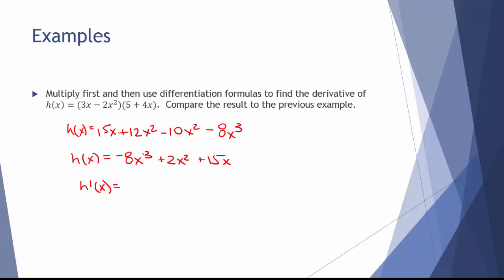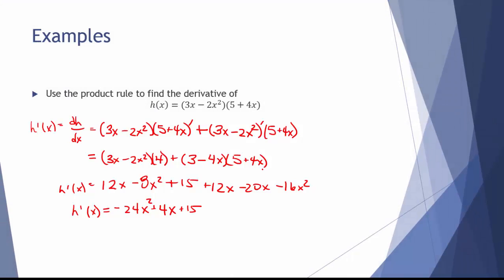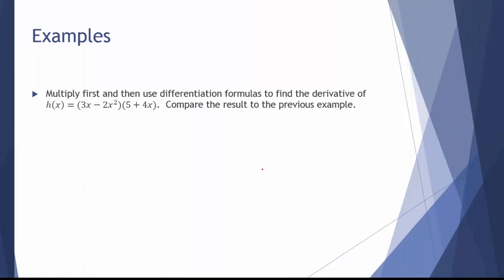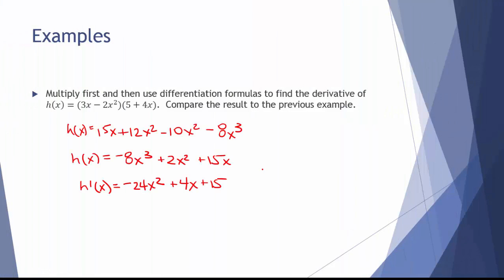So the derivative of negative 8x cubed is negative 24x squared. The derivative of 2x squared is 4x, and the derivative of 15x is 15. Compare that to the previous answer. Sure enough, they're the same. In both cases, we get negative 24x squared plus 4x plus 15.